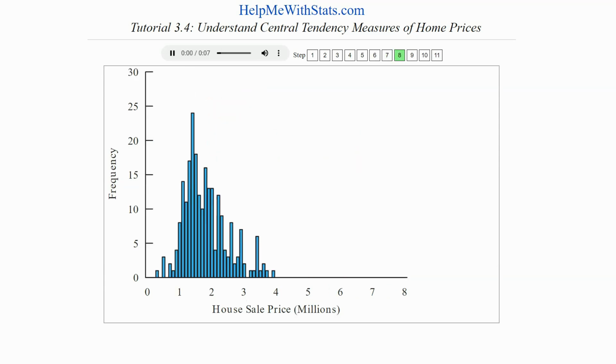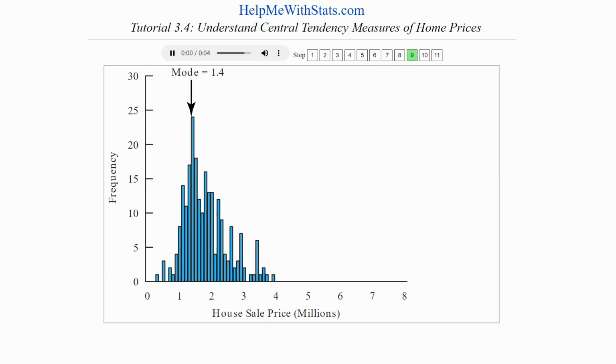We can remove the effect of the really expensive houses by removing houses sold at more than $4 million. The mode remains the same at $1.4 million. The median drops a little bit from $1.7 million to $1.65 million, so the removal of the multi-million-dollar houses didn't really affect the median very much. The mean has dropped from $2.05 million to $1.75 million. The removal of the multi-million-dollar houses has resulted in a large drop in the mean price.